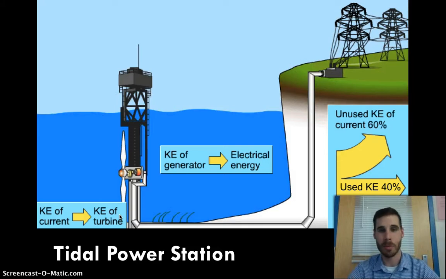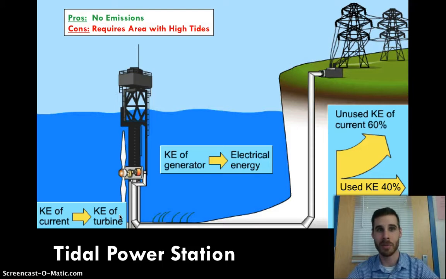So we get to keep 40% of our energy, we lose about 60% of it, and here are our pros and cons. The pro is, of course, no emissions because no burning, and the con is you have to build these in very specific coastal locations, and that's it. You obviously can't do this on land, and you can't do it at a spot in the ocean where there isn't high tide or where you can't access the station that you've built easily.